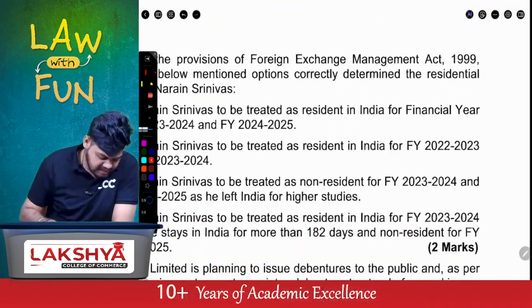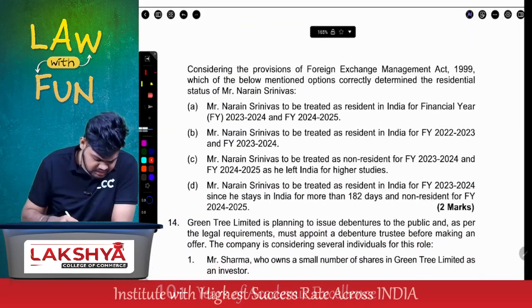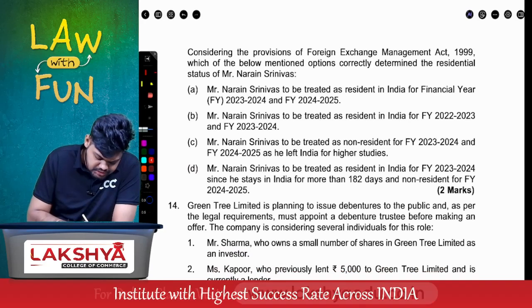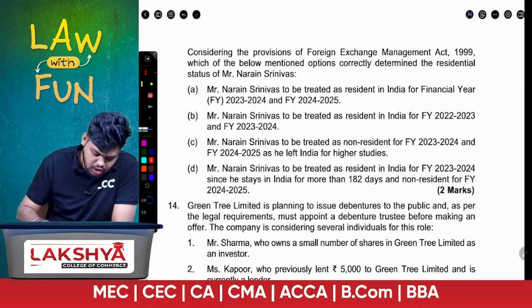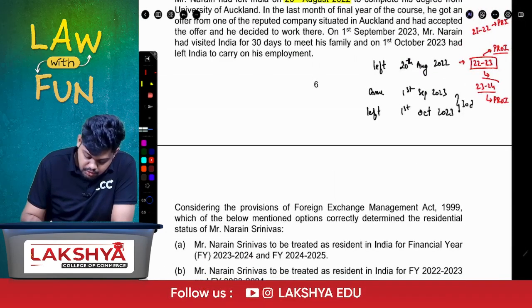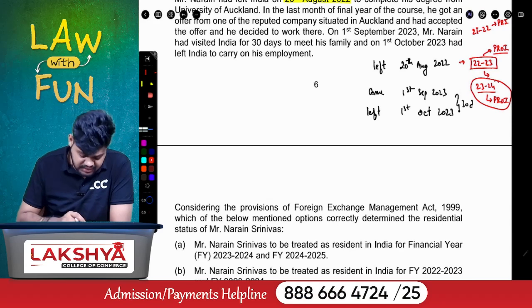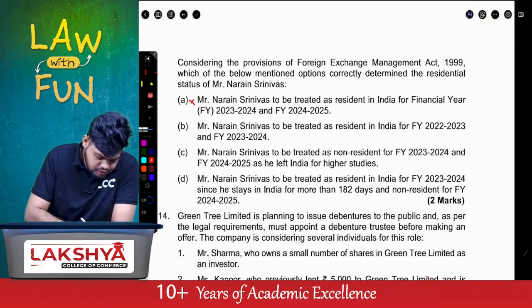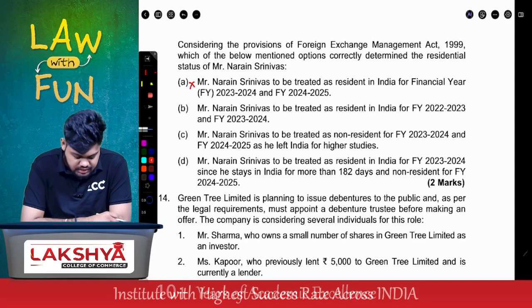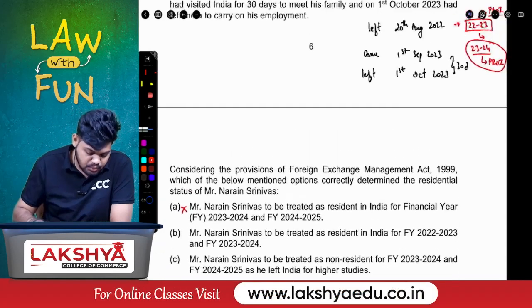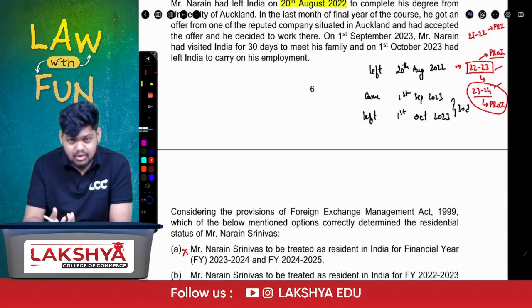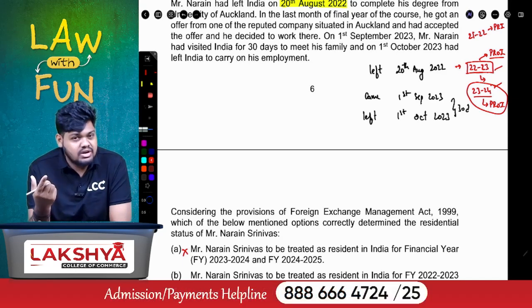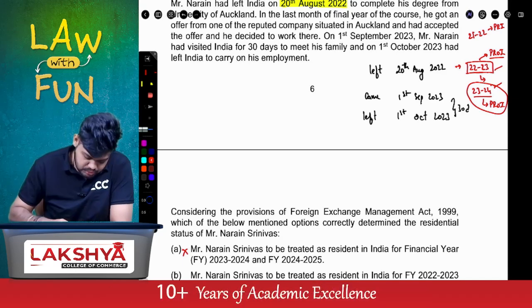Now look at the question they have asked us. So they are asking us to classify all the options. Mr. Narayan Srinivas is treated as a resident of India for the financial year 23-24, 24-25. So 23-24, because he is staying outside India, he should be classified as the PROI. Hence the first option is wrong. Mr. Narayan Srinivas is to be treated as resident in India for financial year 22-23 and 23-24. In 22-23 and 23-24, both the cases he is a PROI. One regarding the RBI clarification, one regarding the preceding year's 182 days stay.